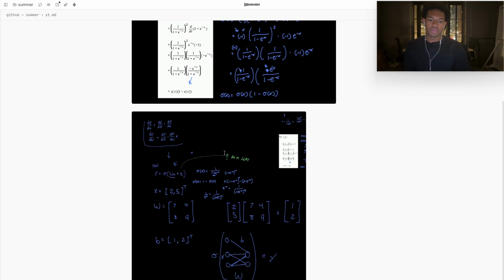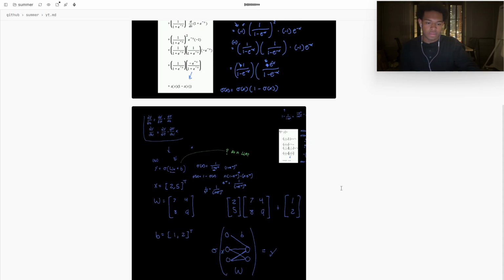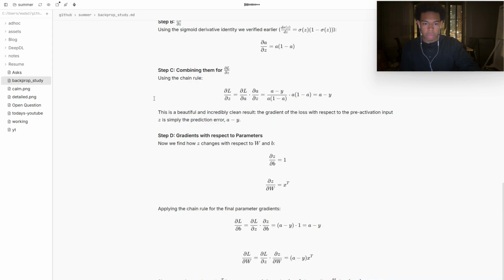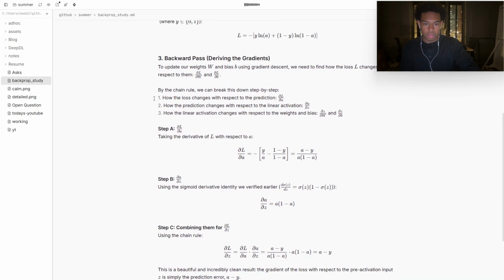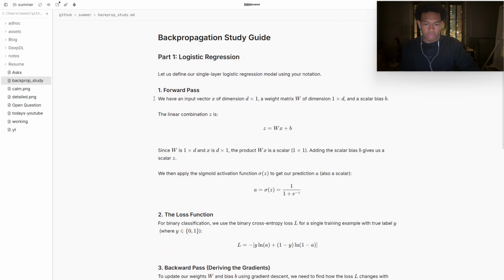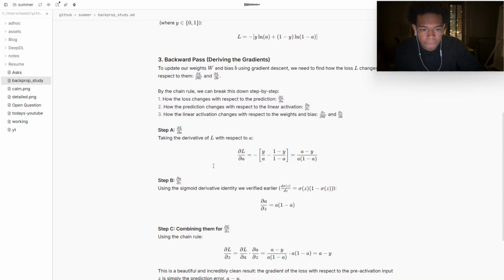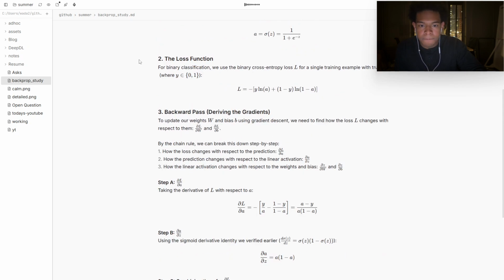I have written out the complete step-by-step derivation for the logistic regression case in a new file called backprop. It breaks down the forward pass, the loss function, and then uses the chain rule to show how the prediction error, a minus y, naturally falls out as the gradient with respect to the pre-activation value z. From there, it shows how we get the final gradients for the bias and the weight matrix, matching your exact dimensions. Take a look at that file and let me know if the transition from the loss derivative to the parameter gradients makes sense, or if we should dive deeper into any of those steps before we stack it into a multi-layer neural network.